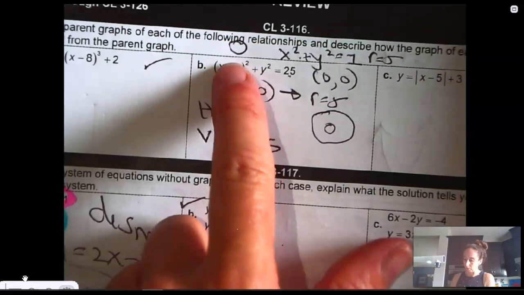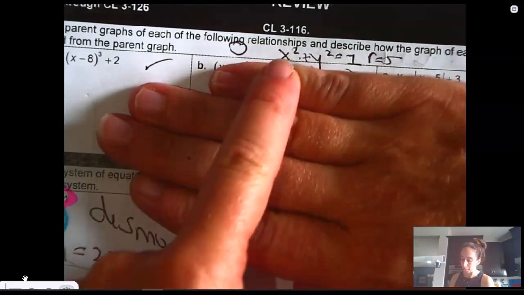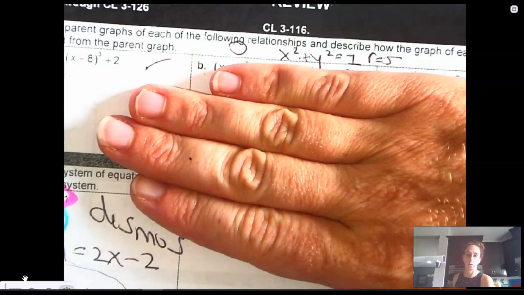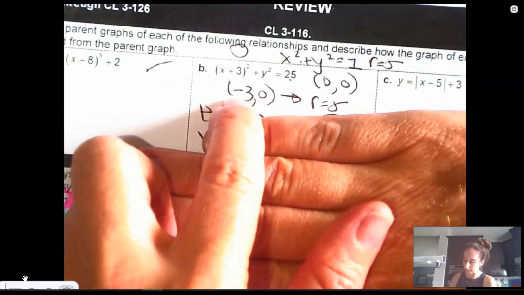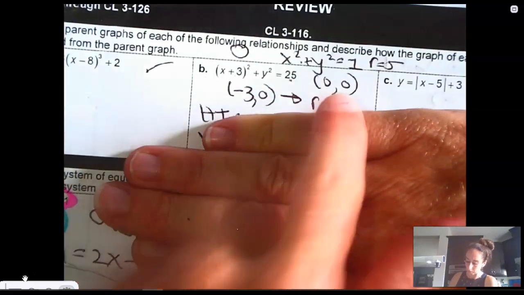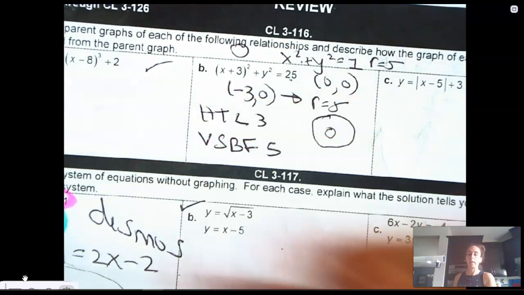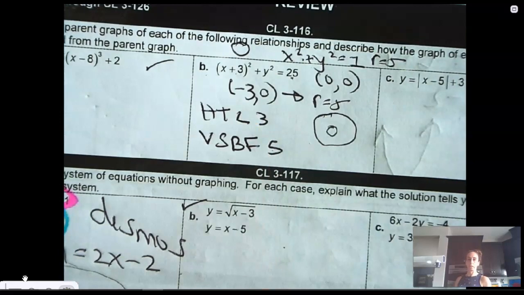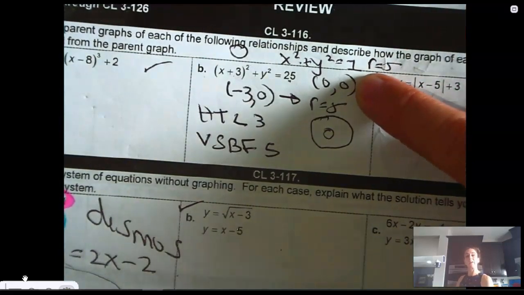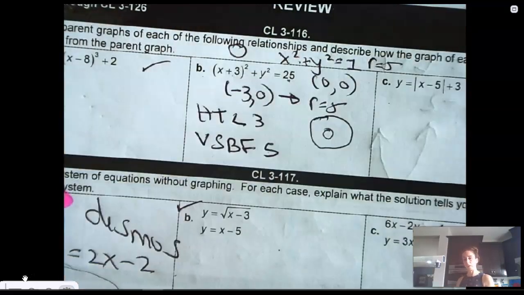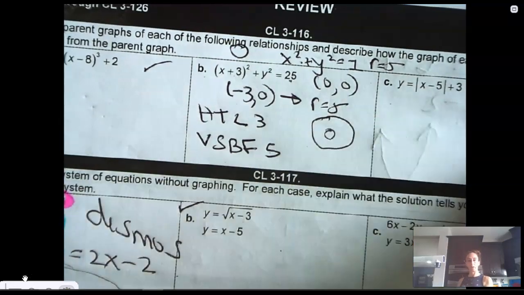Okay? I know that this is a circle, and I know my parent function is x squared plus y squared equals 1. So then when I look here, I know that my center is negative 3, 0. So it started at 0, 0, and then it went left 3. Horizontal translation, left 3. My radius that originally would be 1 is now 5, so it's 5 times as big. Vertical stretch by a factor of 5. Okay? So that's kind of what I want you to do here and here.